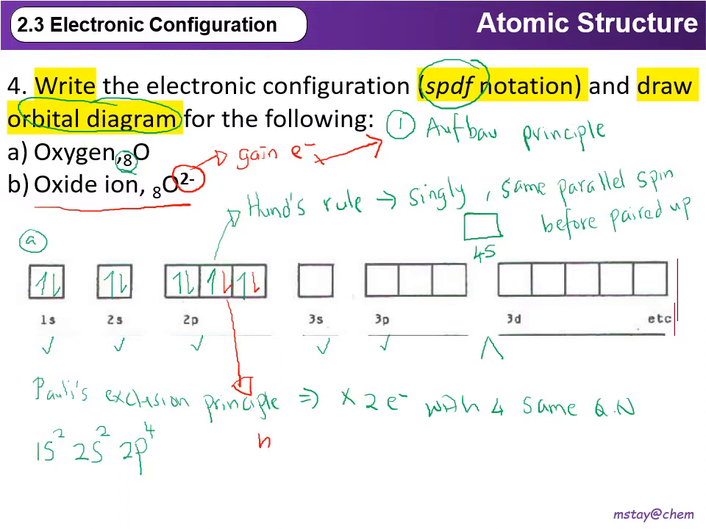Okay, so if I want to write it in the SPDF notation, again, the 1s orbital has 2 electrons, so 1s2. The 2s orbital still has 2 electrons, so 2s2. The 2p orbital now has 6 electrons, so I'm going to write down 2p6. In other words, all the superscript numbers here represent the number of electrons that occupy the orbital.